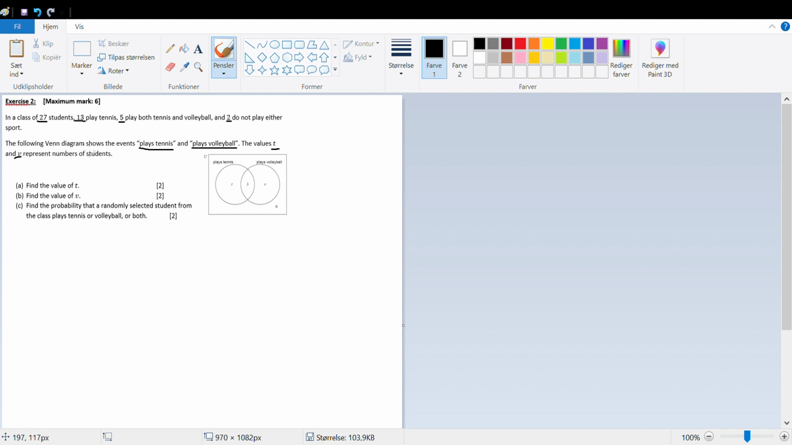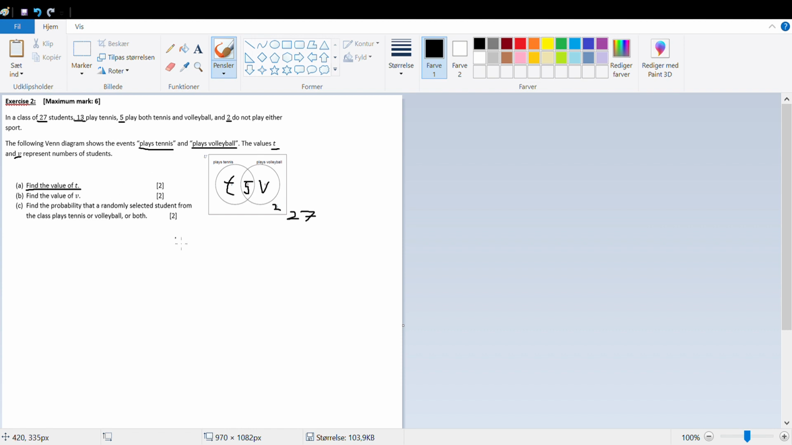Something to keep in mind here is what everything is. So in here we have T and over here we have V. In here we are told that we have 5. Out here we are told that we have 2. We are told that the whole set is 27. So that's the information that we have so far. Now, the first question is find the value of T.